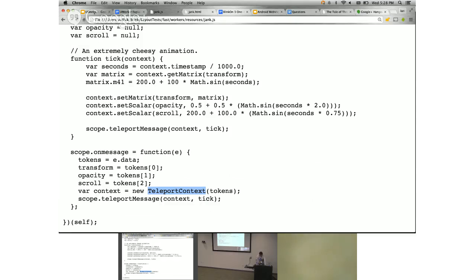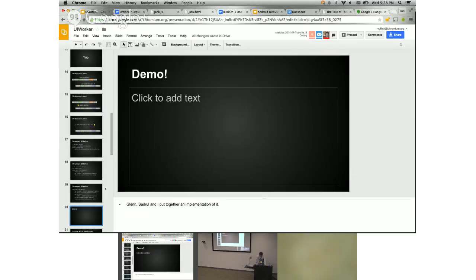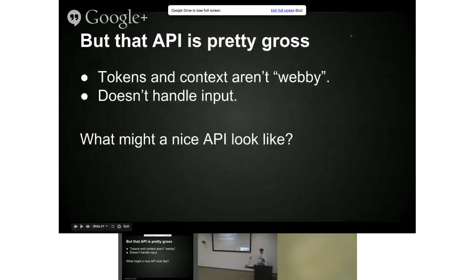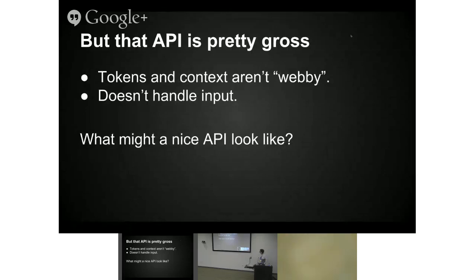But getting back to my thing here, now that we've demoed, the API is pretty clunky. Using things like opaque tokens and contexts and whatnot doesn't feel particularly webby. And you'll notice that the issue, which is a big one, of input has been dodged entirely. So what might we do to make this API look a little bit nicer?